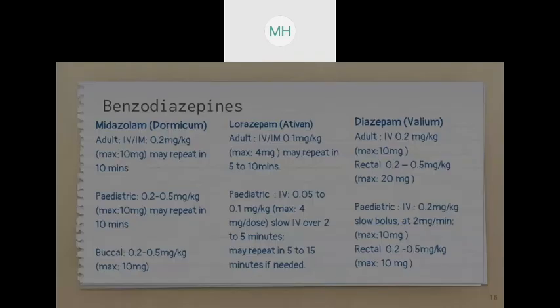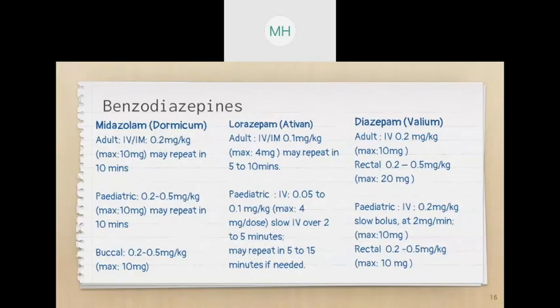It depends on the hospital settings, and a different hospital will have different drugs. So these are the common drugs that we are more exposed to. For example, we have midazolam, also known as Dormicum, which is short acting, lorazepam, which is intermediate acting, and diazepam, which is long acting. I won't go through the dosages one by one. I will just highlight some of the key things.